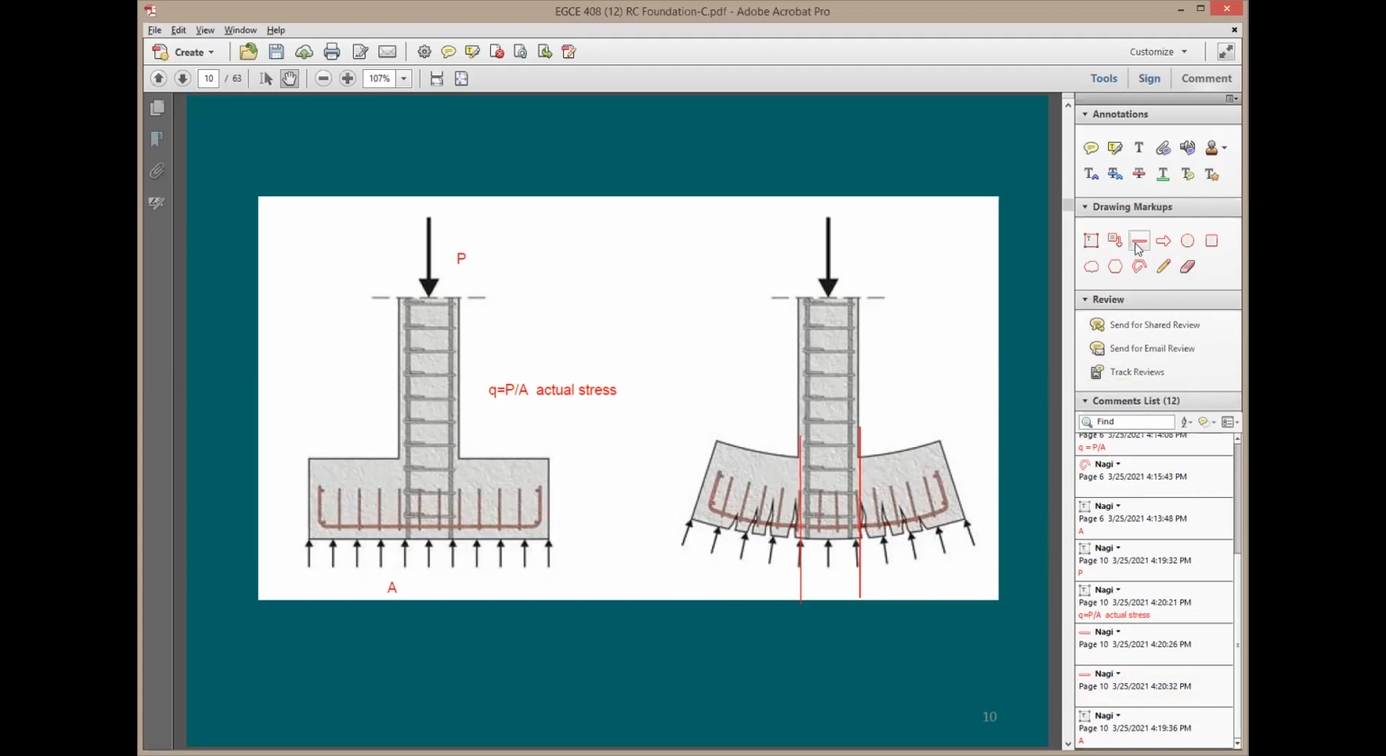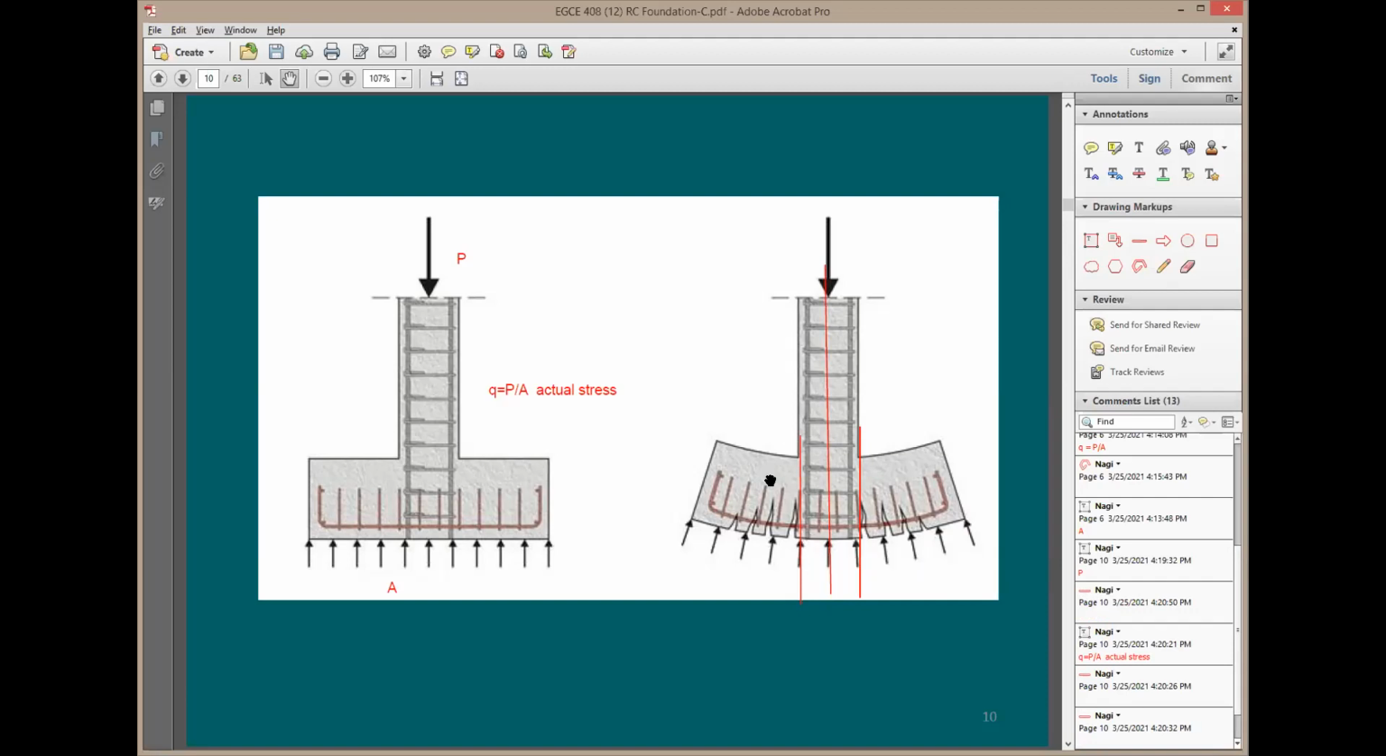Someone's going to say, why don't you take the critical section to be right here? And I say, you can, but in this case, where's the depth of the footing? Which depth here is resisting the moment? Say the moment in this case is going to be, if you like to call it, a negative moment, because it's right here at this section.